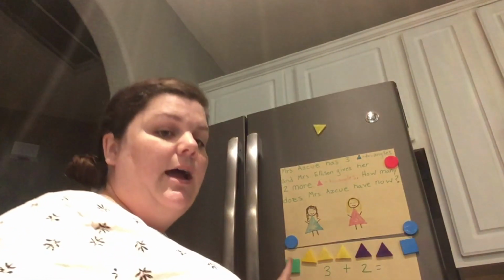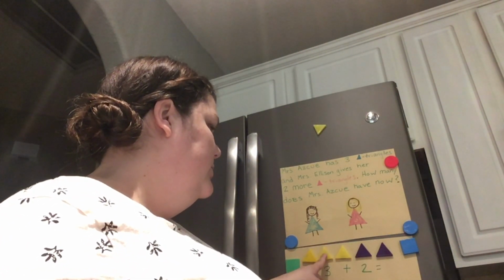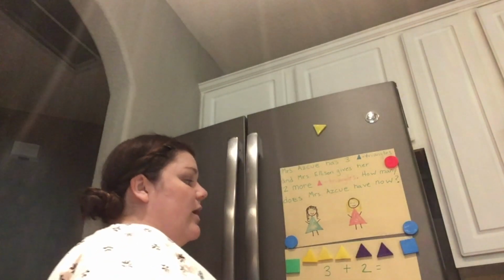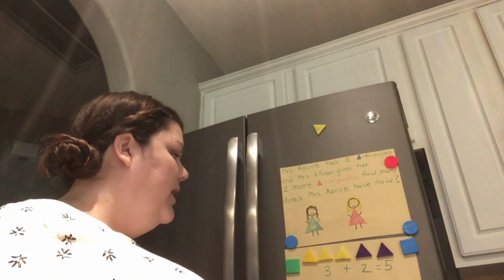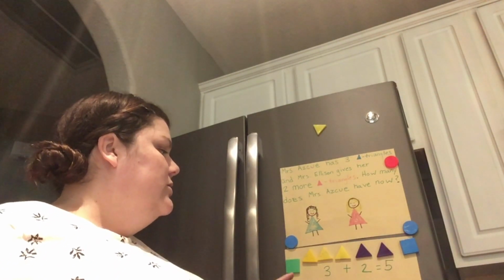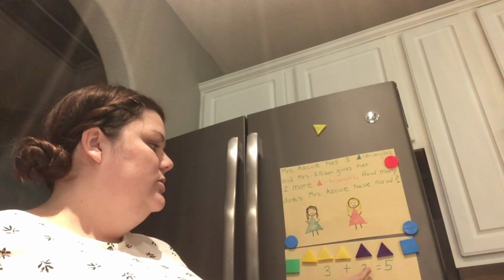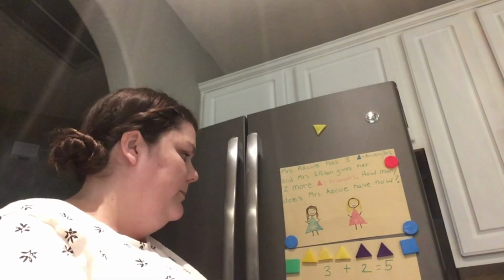Let's count and see how many we have all together. 1, 2, 3, 4, 5. So I have 5 triangles. 5 triangles. So we said 3 triangles plus 2 triangles equals 5 triangles.